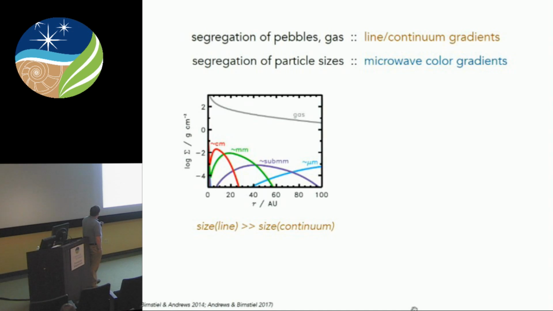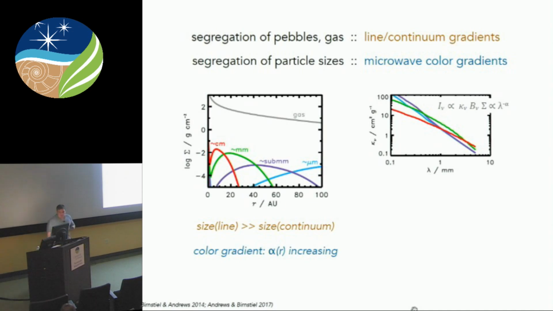The other thing is that you have a radial segregation of particle sizes where you have larger particles preferentially more concentrated towards the star. So centimeter-sized particles are bigger than millimeter-sized particles in green, and so on and so forth. That is a little trickier and I'll explain why, but there's a direct test of this as well.